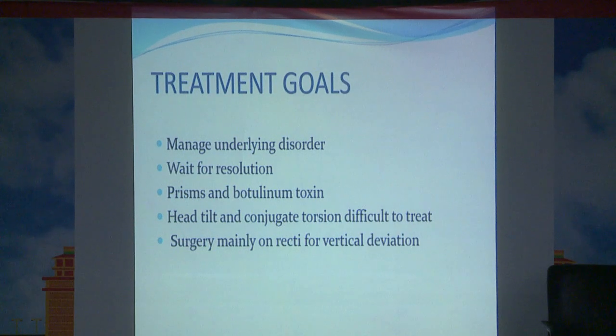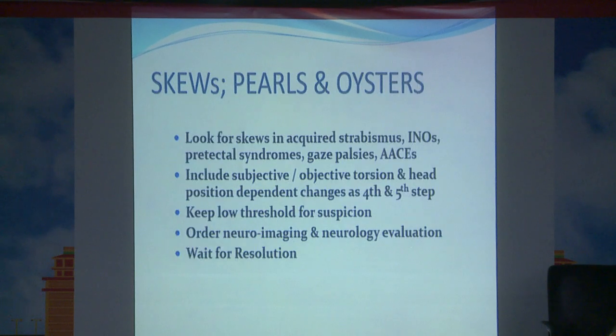So treatment goes: manage the underlying disorder, wait for resolution. Prism and botulinum toxin can help. Head tilt and conjugate torsion are difficult to treat. Surgery is mainly on the recti for vertical deviation, so don't be very proactive about surgery.